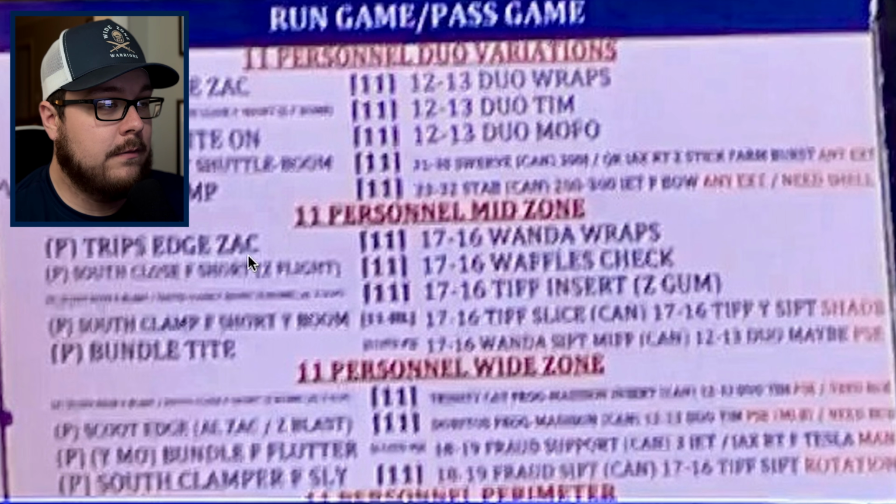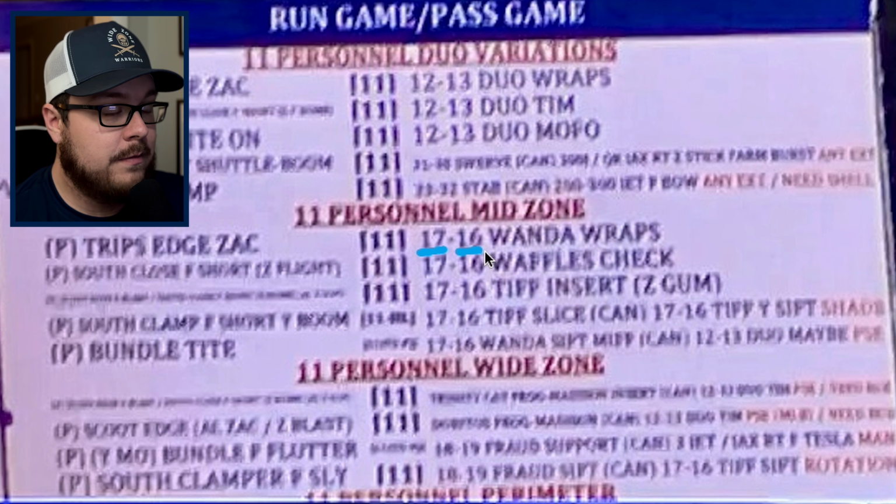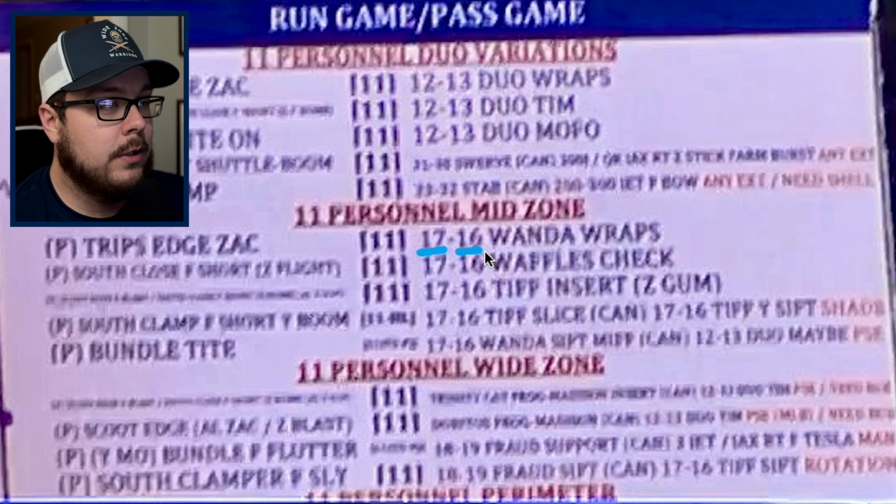And from what I've seen from Shanahan's sheets, this is a pretty common practice in this system. They just understand that if I want to run this play call on the left, then the formation has to be to the right. And if I want to run the play call on the right, then the formation has to be to the left. I don't prefer it that way, but that's how they work it. So if they wanted to run the 17 version of this, which would go to the left, it would be pistol, trips, right edge, Zach, 17 Wanda wraps. Now, which way does 17 go? To the left. So where formation is to the right, play is to the left.